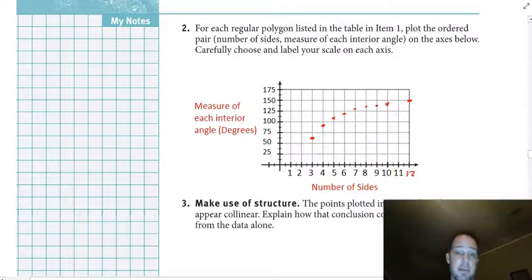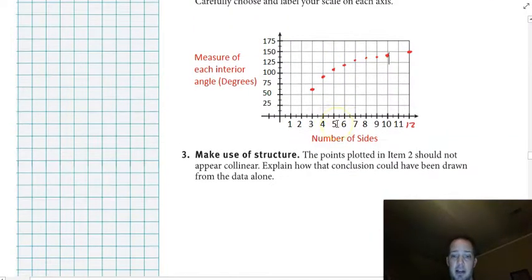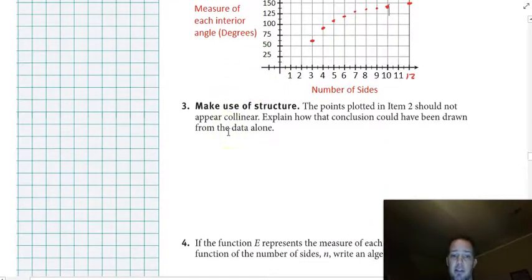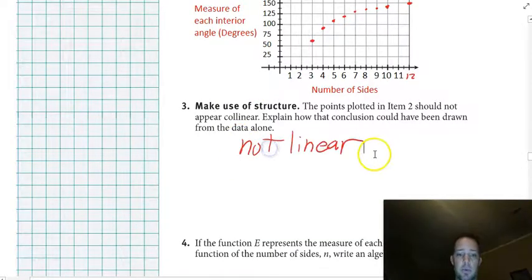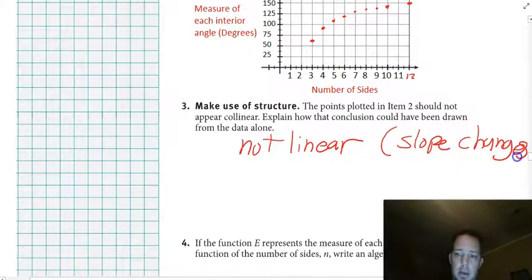In any case, we can tell pretty clearly that this is not linear because there's not a constant rate of change. So what conclusion can we draw about this data? It's not linear. Okay, there's not a constant slope. The slope changes. Whoops, that's kind of ugly there.